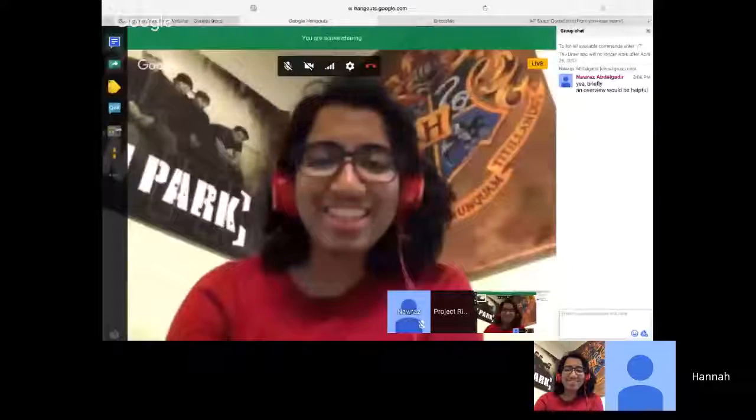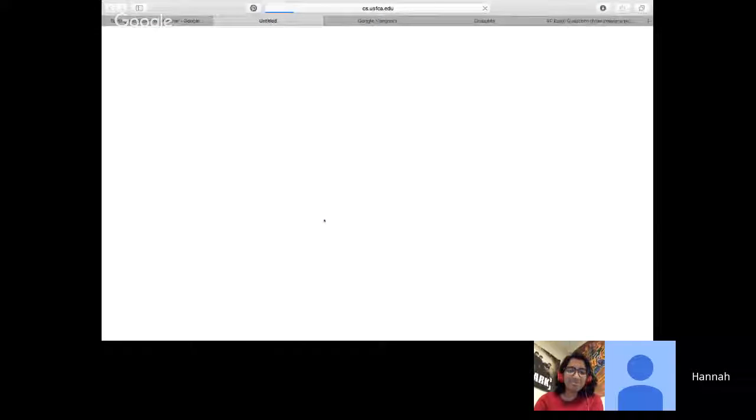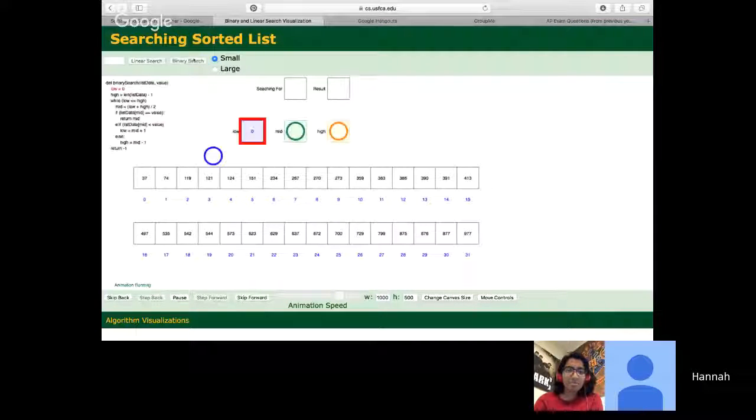So Asta actually found something that visualizes this. It's really cool. Can you guys see my screen? Okay. So binary search.